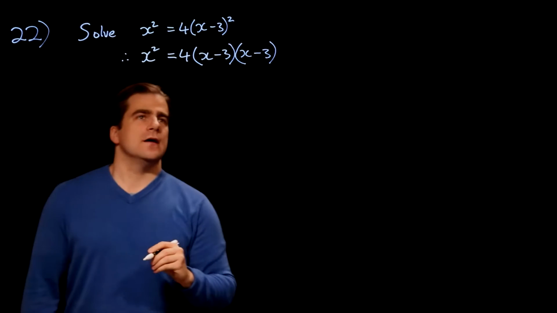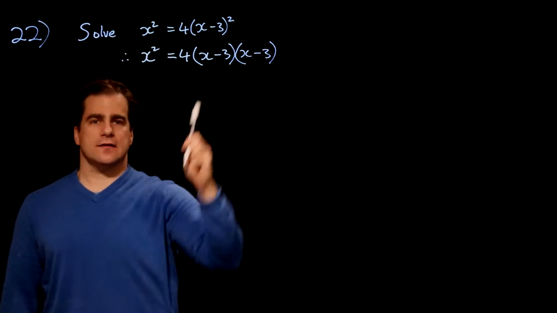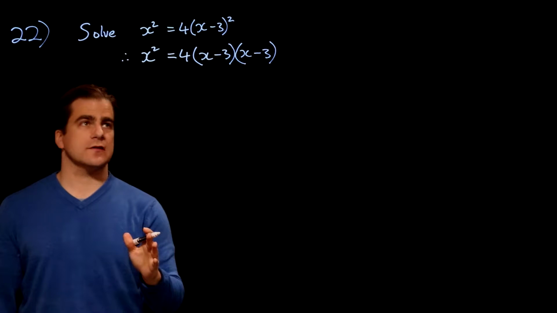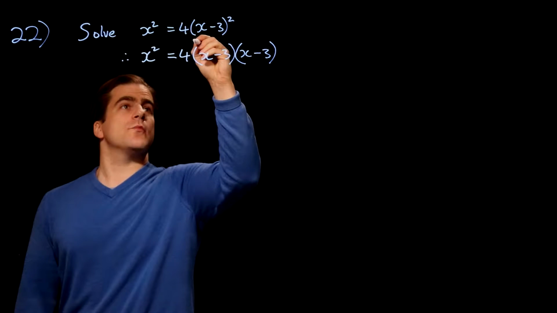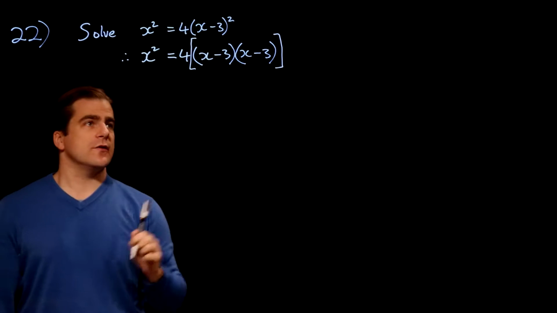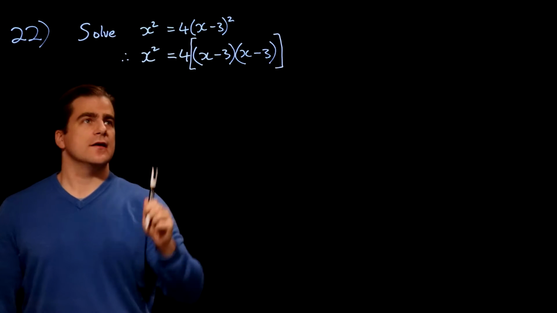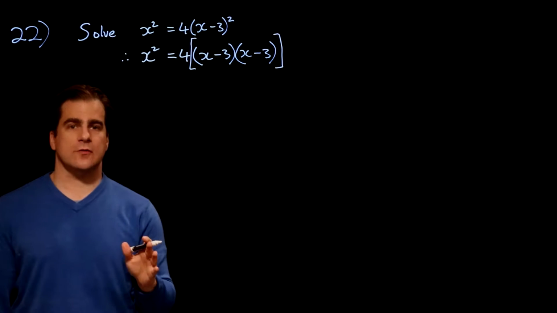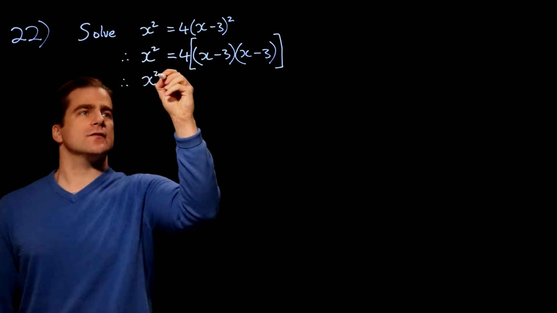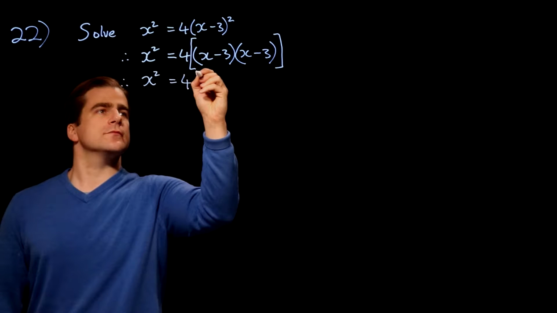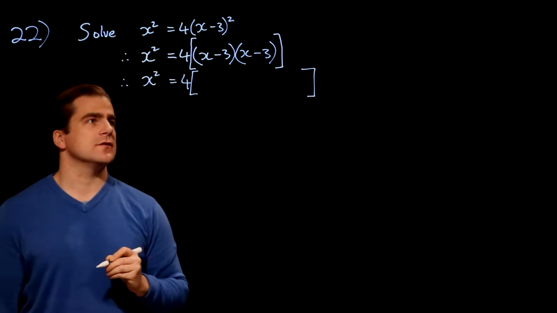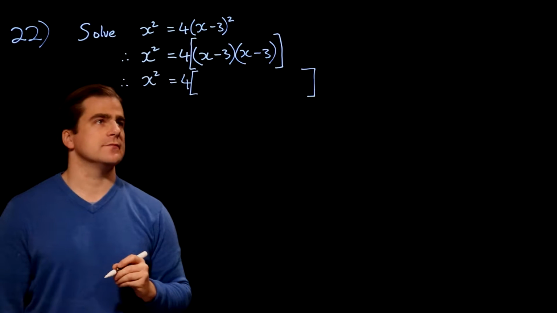Okay. And now we have to multiply out these brackets. But there's a 4 here complicating things. Don't do too much at once. Insert your own brackets here like that, so you can multiply out these two brackets and leave the 4 alone. So we get x squared equals 4, and then we can just concentrate on this bracket multiplication.